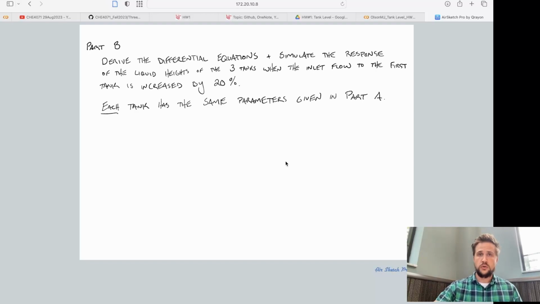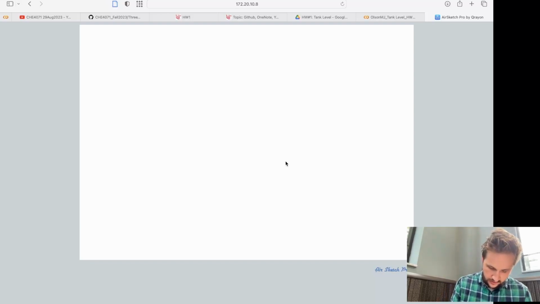And so we're going to go ahead and use the same parameters as we did in the first video. Another thing is that each of the tanks, they're the same height, they have the same cross-sectional area, the flows are the same for each of the tanks, and the height levels are the same for each of the tanks at initial steady state. And so let's go ahead and start by drawing this out here.